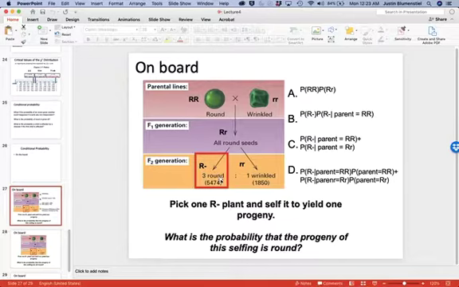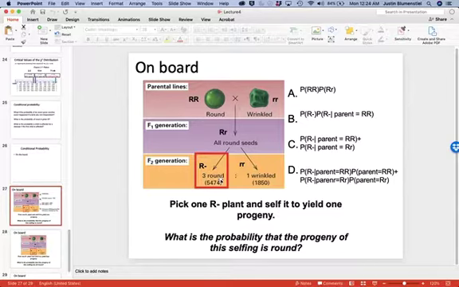The first thing we want to do is formalize that. I switched from big W to R here. It's an old slide, so let's just do that in here. Let R be round, and little r is wrinkled. I've switched it up because it's an old slide and I haven't yet purged the R's from all of this. But anyway, you pick one of those round plants and self it. What is the probability that the progeny of that selfing is round?